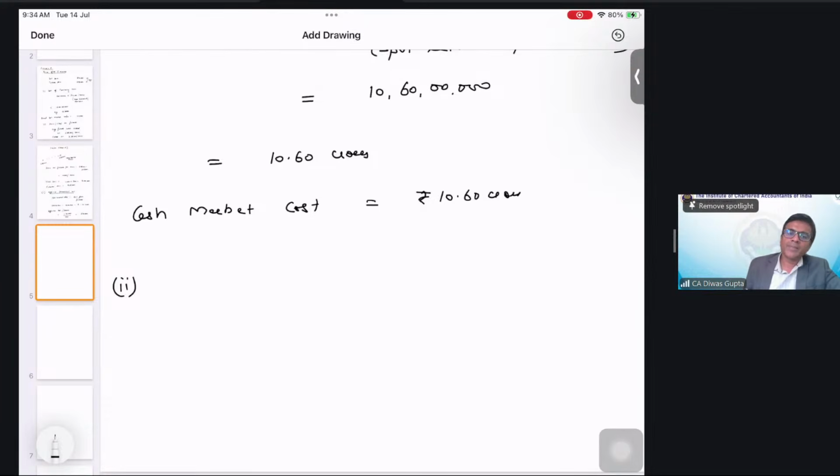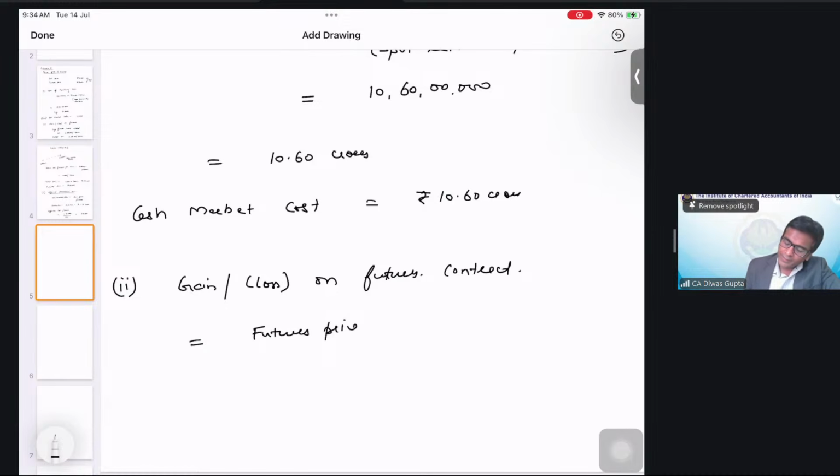Okay. Then let's also compute the gain/loss on futures contract. Which is actually given by futures price after 5 months minus futures price entered initially.